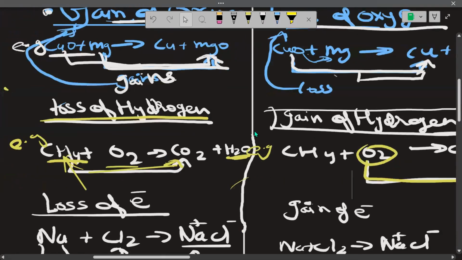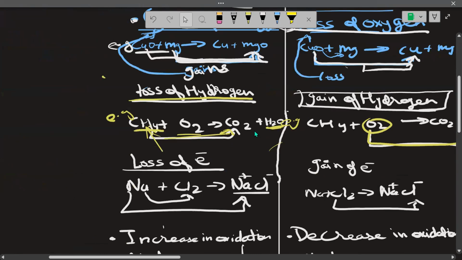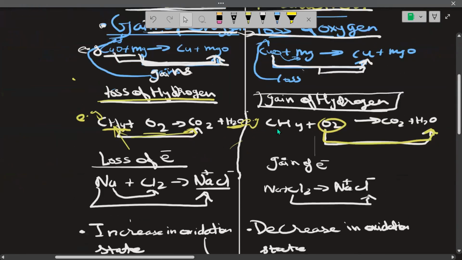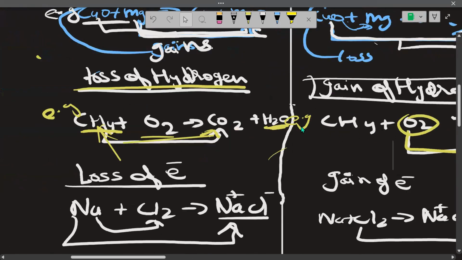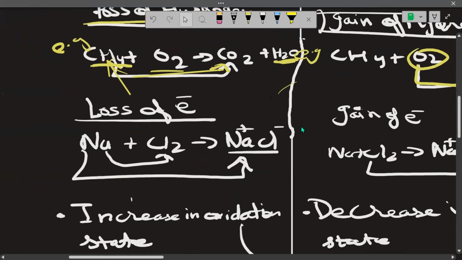Now the another point is loss of electron. Loss of electron also comes in oxidation. For example, sodium chloride. Here Na loses an electron and gives it to chlorine, right? So it becomes Na positive, Cl negative. So Na loses electrons and hence it becomes oxidized, okay?